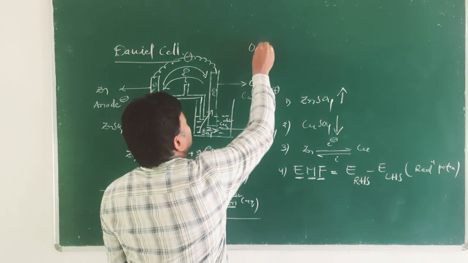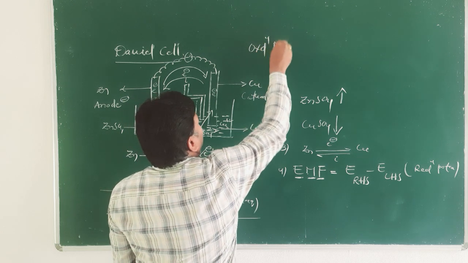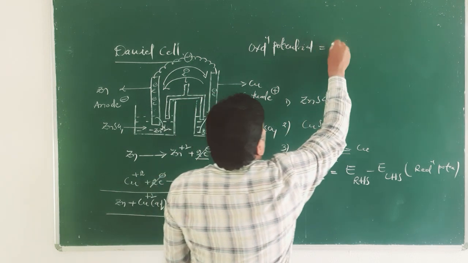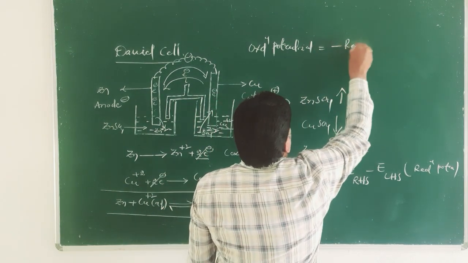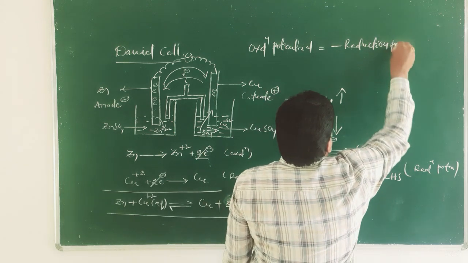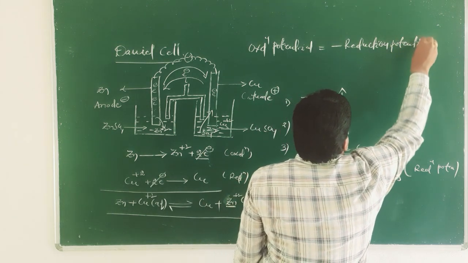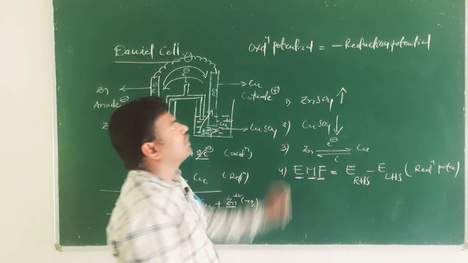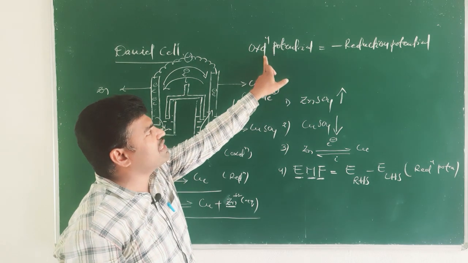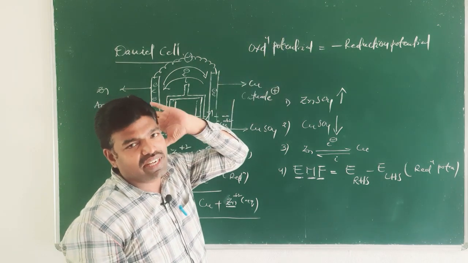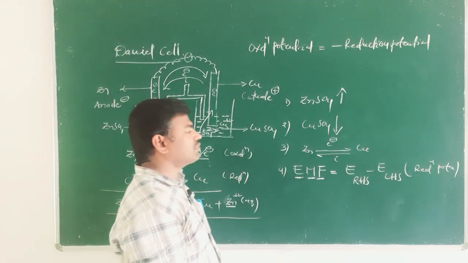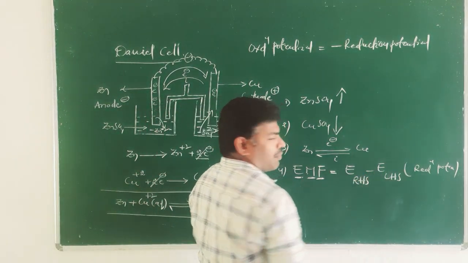Simple. If you have the oxidation potential value, we can get the reduction potential. Oxidation potential is equal to minus reduction potential. If we have oxidation potential and multiply with the negative sign, then that becomes a reduction potential, right? So these two are reduction potentials.